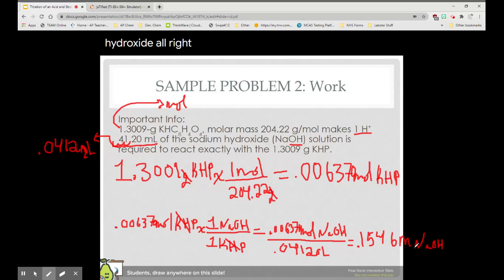All right, and then we'll do some more titration practice in next class.